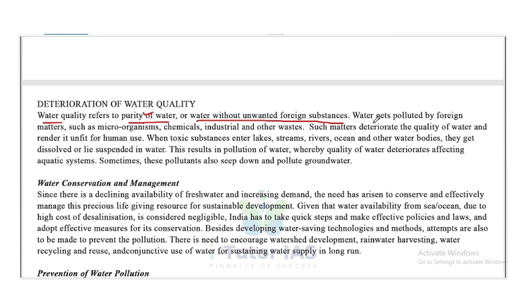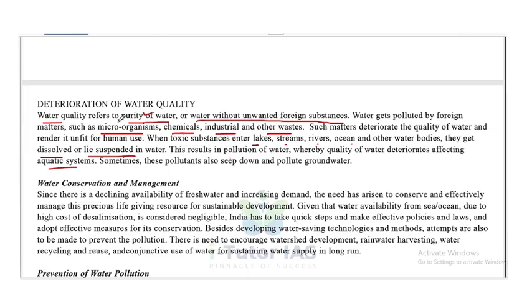Water gets polluted by foreign matters such as microorganisms, chemicals, industrial and other waste. Such matters deteriorate the quality of water and render it unfit for human use. When toxic substances enter lakes, streams, rivers, oceans and other water bodies, they get dissolved or lie suspended in water. This results in pollution of water, whereby the quality of the water deteriorates, affecting aquatic systems. Sometimes these pollutants also seep down and pollute groundwater.